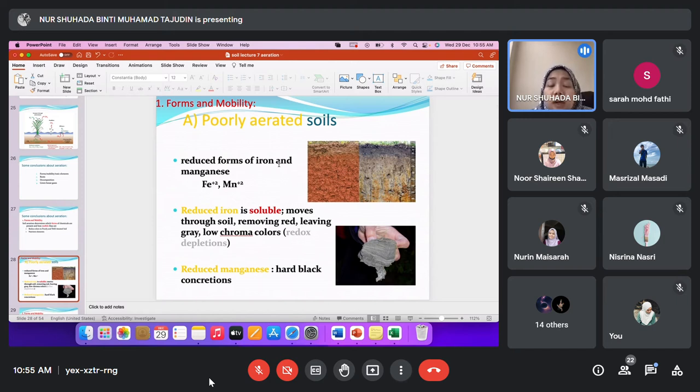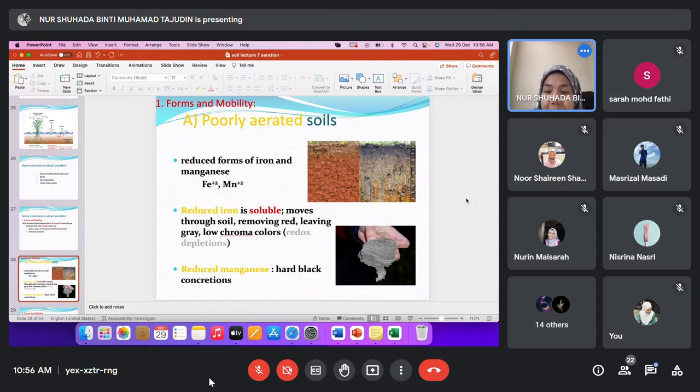In poorly aerated soil, you should know it is in reduced forms, Fe2+ and Mn2+. If it is in an oxidized form, it is Fe3+ and Mn3+. Reduced iron is soluble, meaning it is mobile. It can move through soils, removing red, leaving gray and low chroma colors, and it will enter the soil water. Another problem is that in poorly aerated soils, reduced manganese will cause other problems. It will form a crust, causing hard black concretions. The soil becomes like cement.